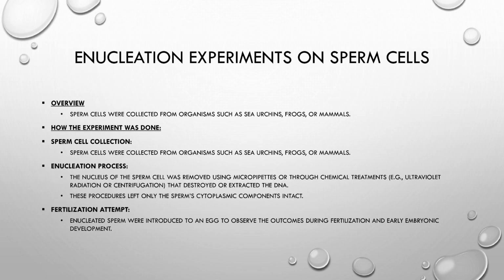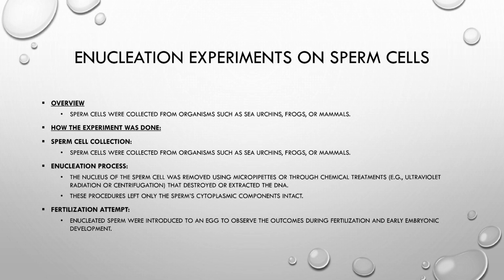Coming to the next experiment, the same experimental procedures were followed, but instead of nerve cells, sperm cells were taken. The sperm cells were collected from organisms such as sea urchins, frogs or mammals. In the enucleation process, the nucleus of the sperm cell was removed using micropipettes or through chemical treatments that destroyed or extracted the DNA. These procedures left only the sperm cytoplasmic components intact.